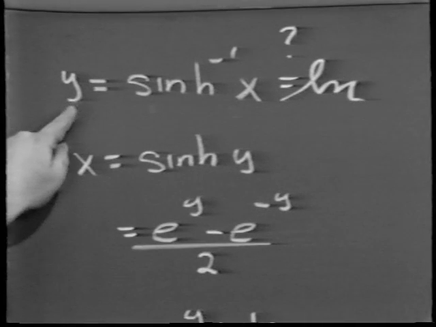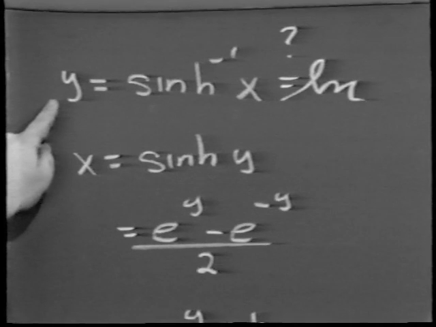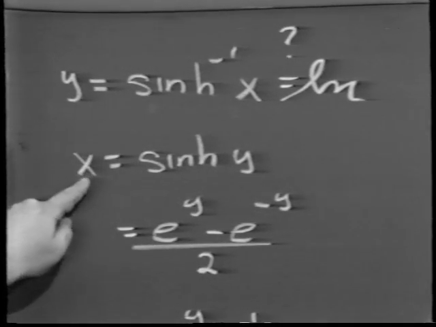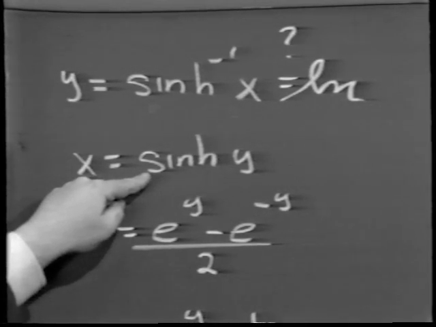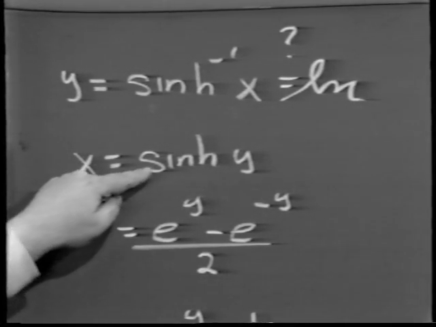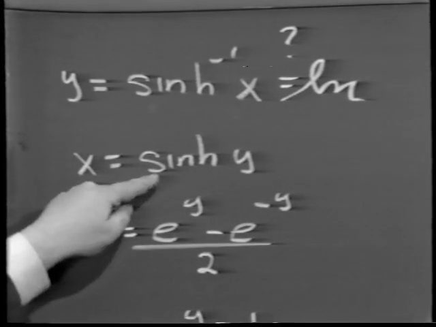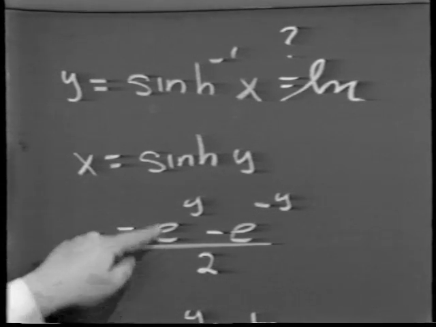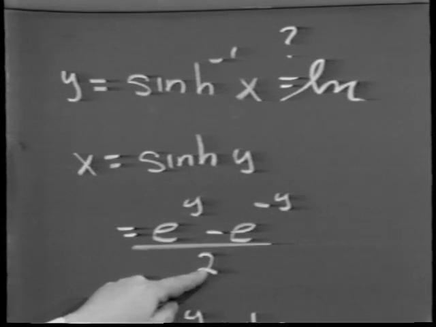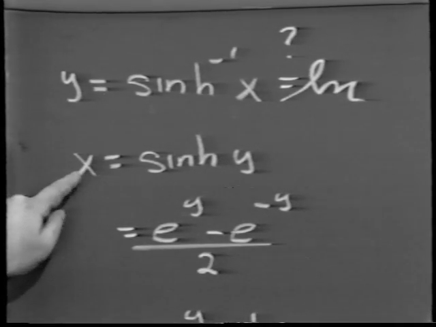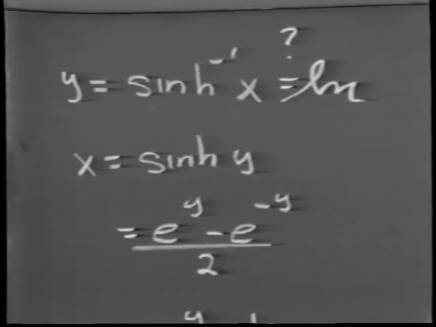In other words, starting out with y equals inverse sinh x, notice that by the basic definition of inverse functions, I can now write that x equals sinh y. Now, for obvious reasons, since I want to get the inverse of exponentials in here, it would seem to me that I should express sinh y in terms of exponentials. And going, again, back to basic definitions, sinh y is e to the y minus e to the minus y over 2. In other words, in terms of exponentials, x is equal to e to the y minus e to the minus y over 2.